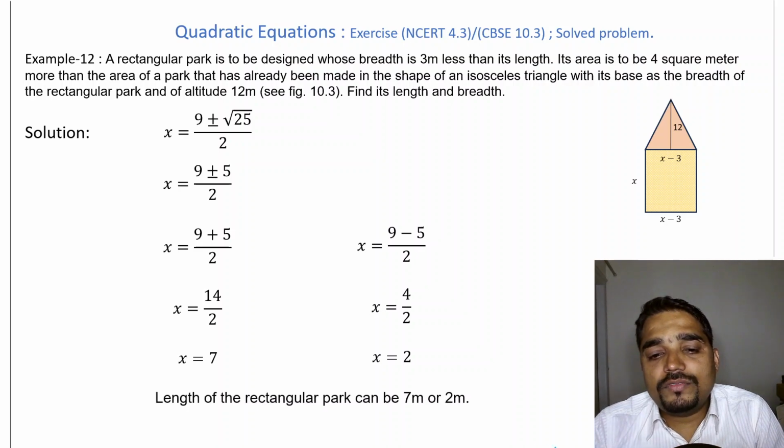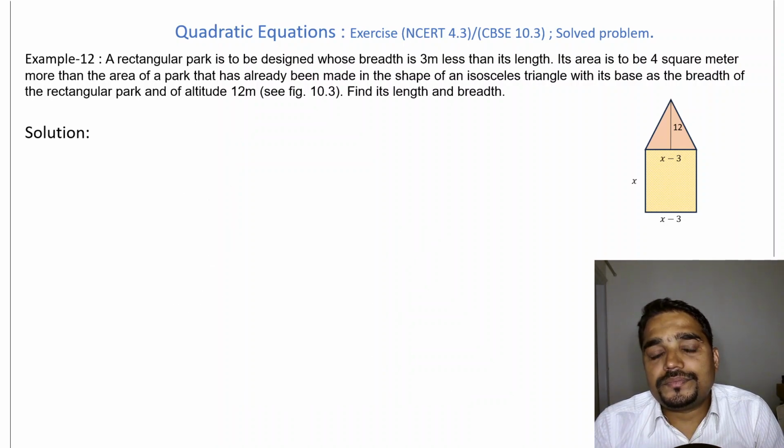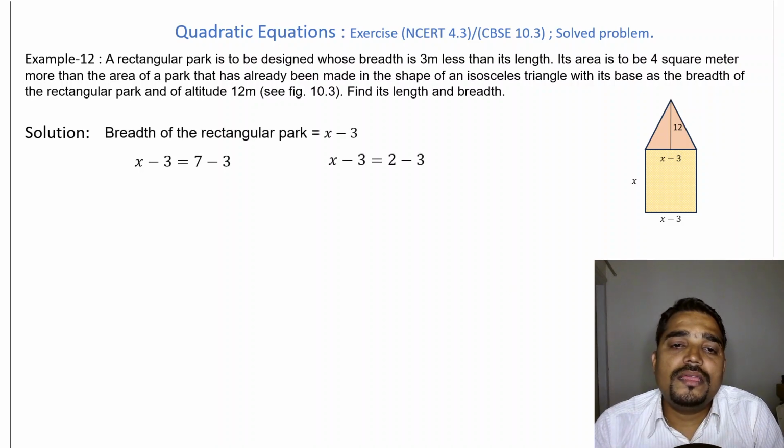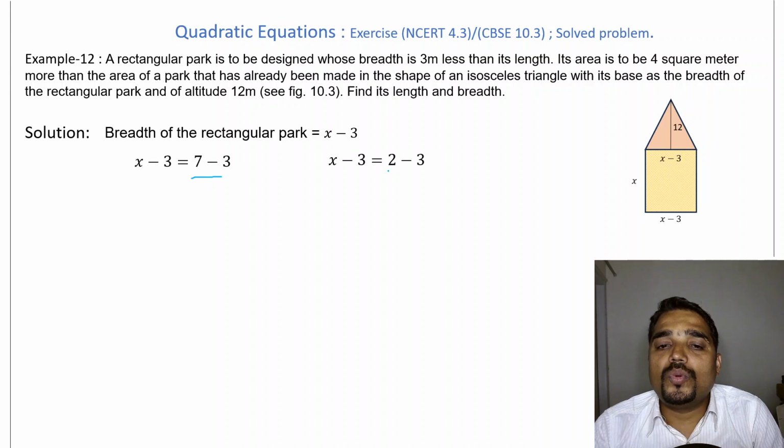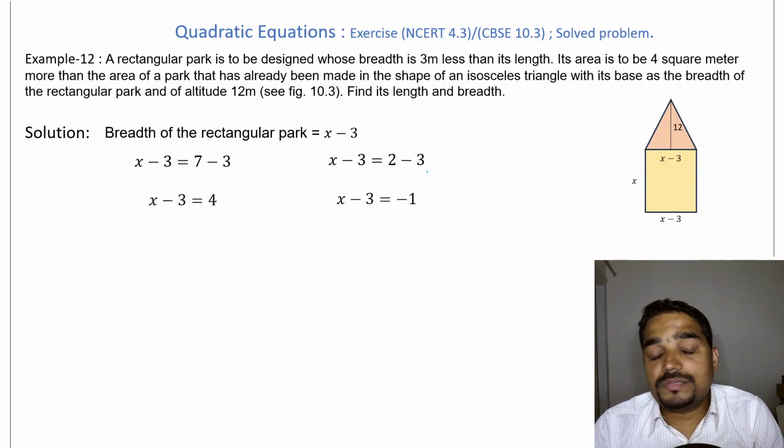Which means length of the rectangular park can be either 7 meters or 2 meters. Now let's find out the breadth of the rectangle. Breadth is equal to x minus 3. If x is equal to 7, then x minus 3 is 7 minus 3. Similarly, if x is equal to 2, it is 2 minus 3. Therefore, x minus 3 is equal to 4, or x minus 3 is equal to minus 1.